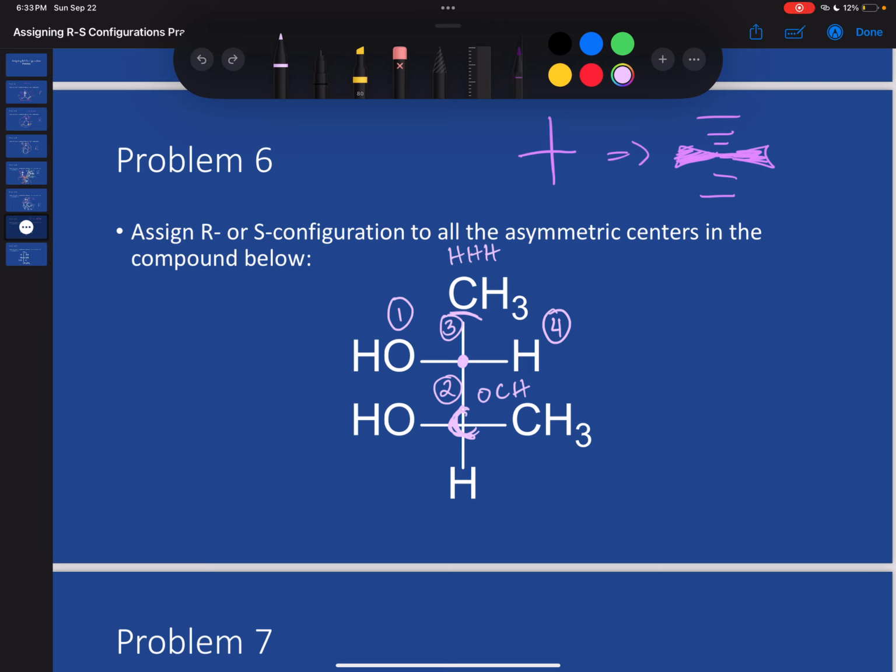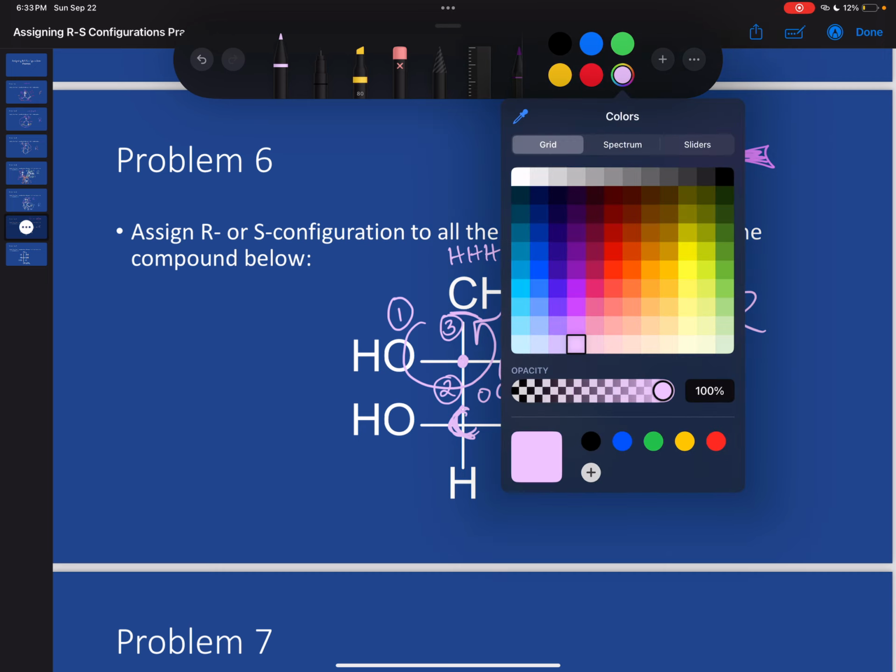Okay, so if we've assigned the priority, let's do our clockwise and counterclockwise. So I'm going to go 1, 2, 3. It looks like this should be S. But because our lowest is not on a vertical line, I can say that it is actually R. It is okay to do that with a Fischer. That is allowed, and you will be correct every single time. So with that in mind, let's go ahead and do our second one.